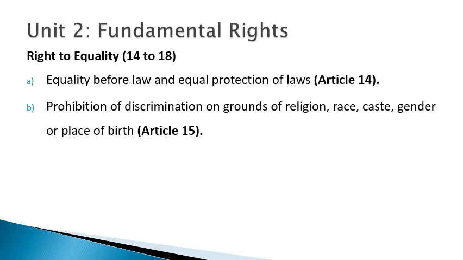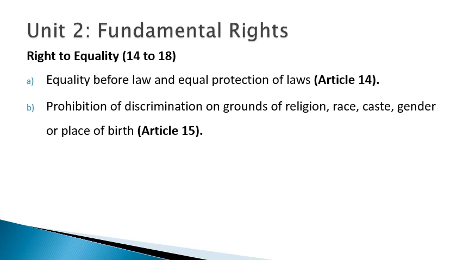The second one is that the state is permitted to make special provisions for the advancement of socially and educationally backward classes of citizens or for the scheduled castes and scheduled tribes, for example reservations of seats or fee concession in public educational institutes.